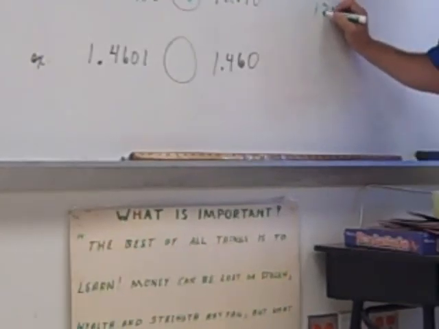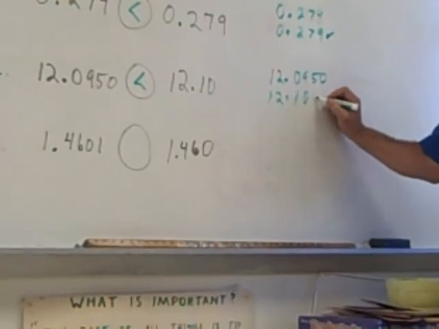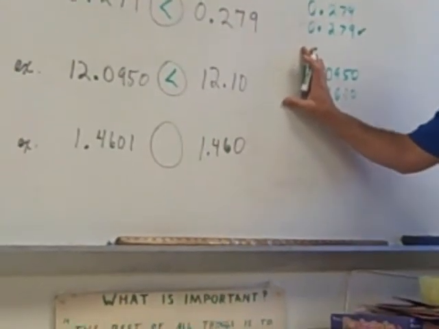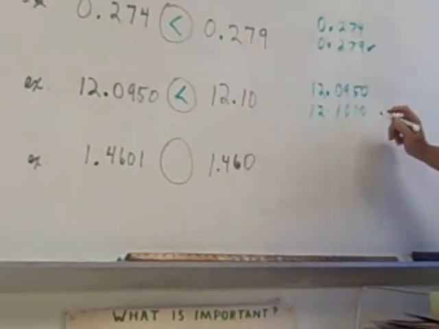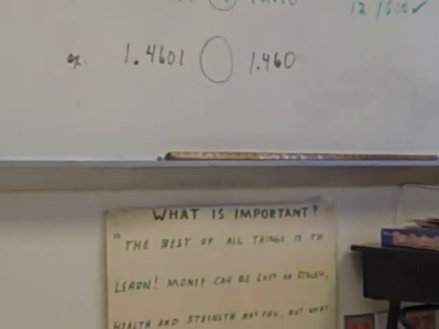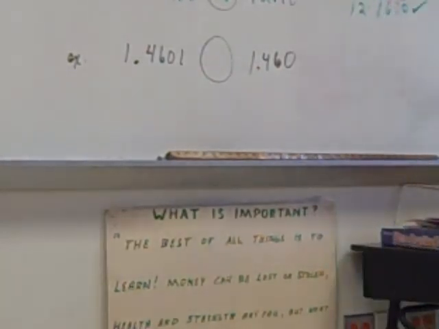Well, I can double check by doing this. 12.0950. 12.10 with zeros filled in. 950 versus 1,000. 1,000's bigger. Both methods work, right? Yes, sir. Both methods work. Sometimes the money method is easier. Sometimes the stacking method's easier to see. It all depends on the problem.